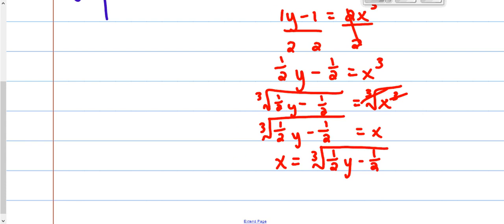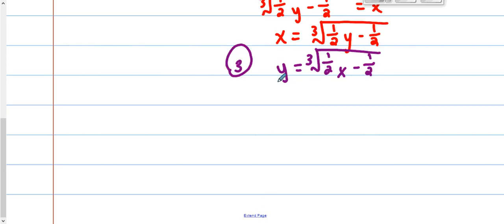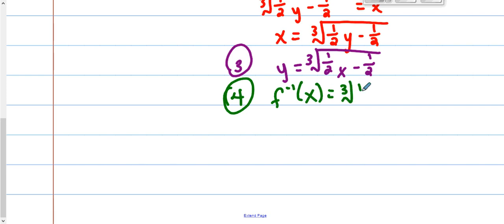Step 3. Remember, step 3, you switch your x and y. So now I have y equals the cube root of 1/2 x minus 1/2. And last but definitely not least, step 4, change y to f inverse of x. And we still have our cube root of 1/2 x minus 1/2. There's our function.